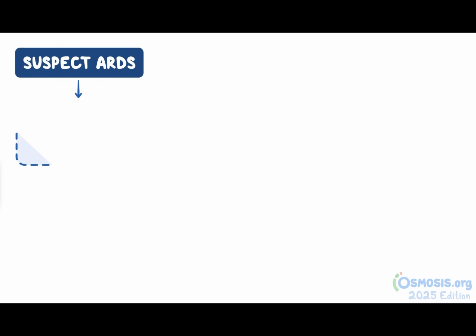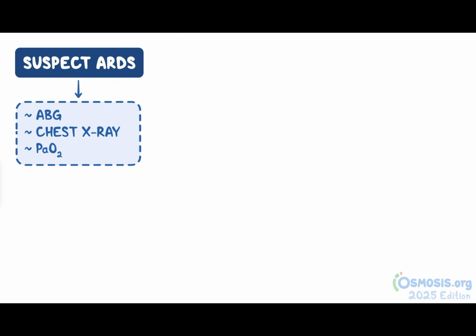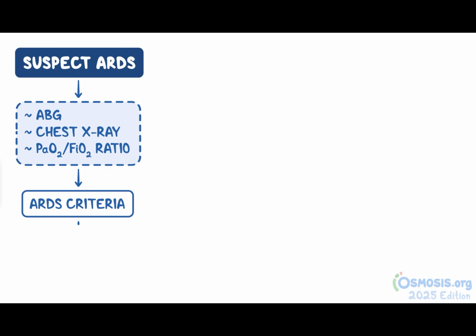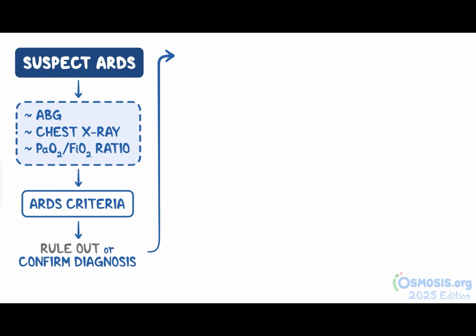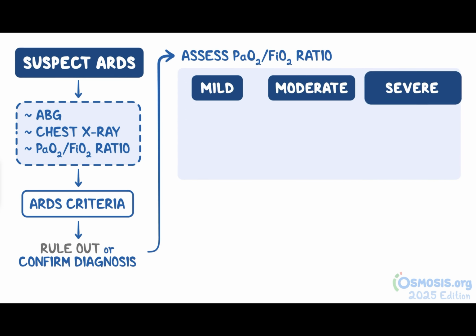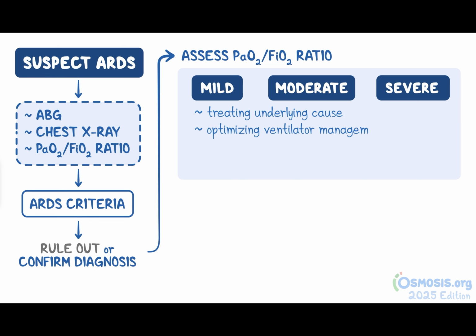All right, as a quick recap, if you suspect acute respiratory distress syndrome, order ABG, chest X-ray, and calculate the PaO2-FiO2 ratio. Next, use ARDS criteria to rule out or confirm the diagnosis. Once you confirm the diagnosis, assess the PaO2-FiO2 ratio in order to guide your management, which primarily relies on treating the underlying cause and optimizing ventilator management.